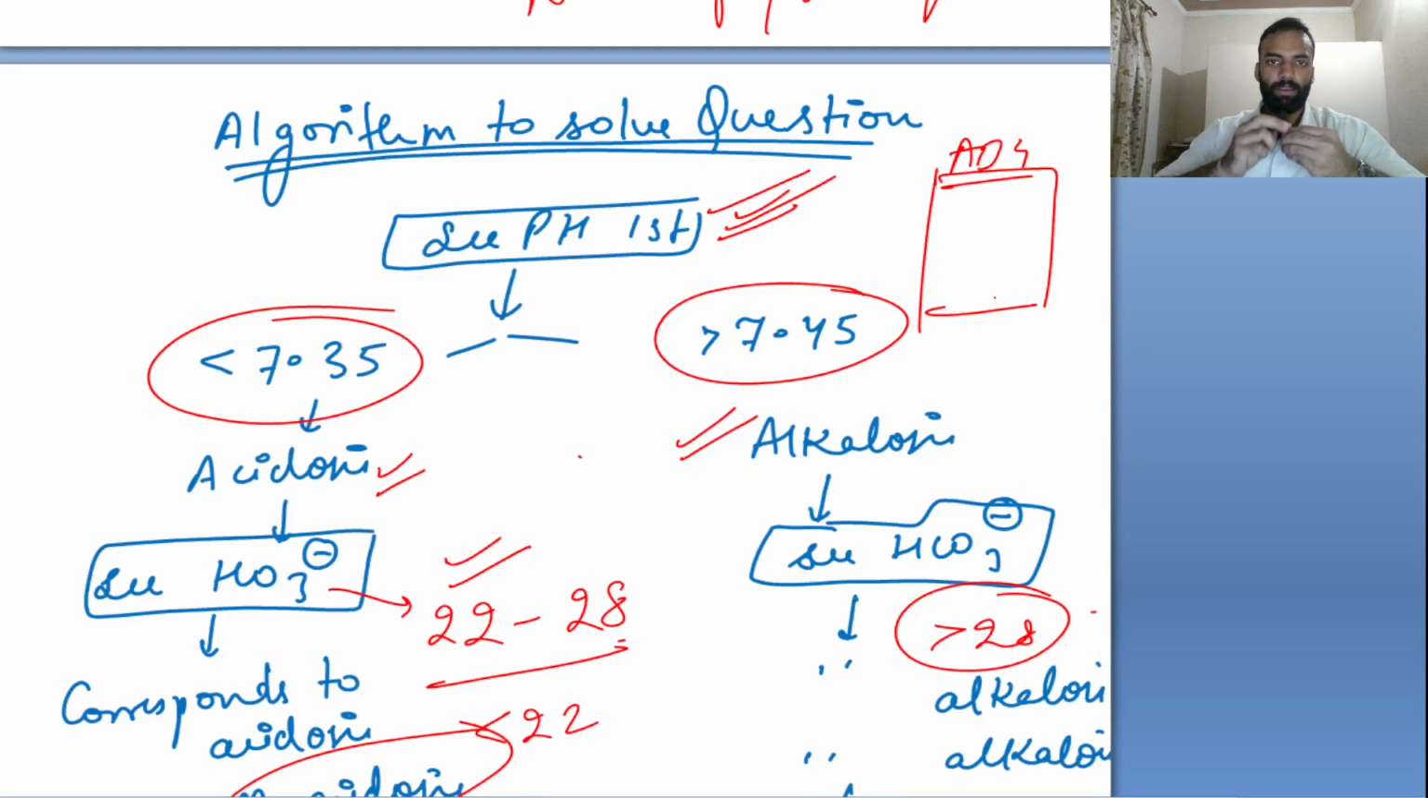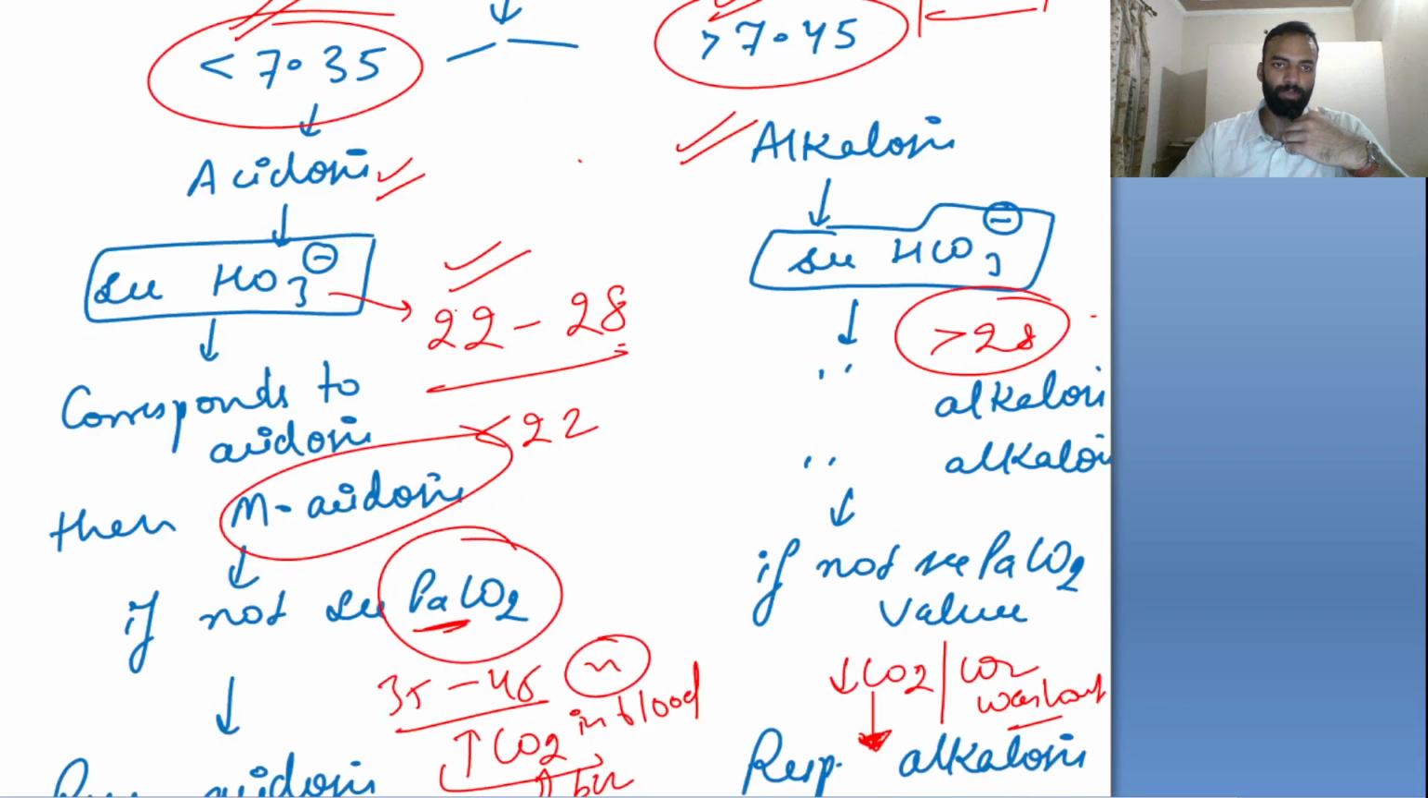If there is an ABG given to you, first you have to see the pH, and whether it is less than 7.35 or more than 7.45. If it is less than 7.35, then it is acidosis. Then you have to see the bicarbonate ions, irrespective of acidosis or alkalosis. If the bicarbonate value corresponds to the acidosis or alkalosis, then it is simple: metabolic acidosis or metabolic alkalosis. If the value does not correspond to the pH value, then you have to see the partial pressure of CO2.